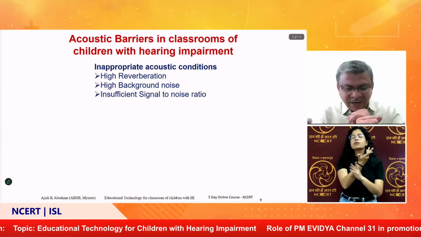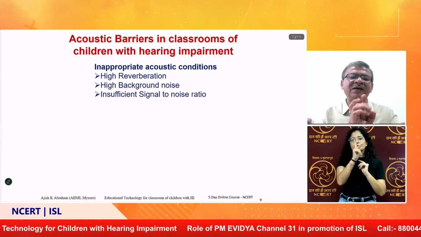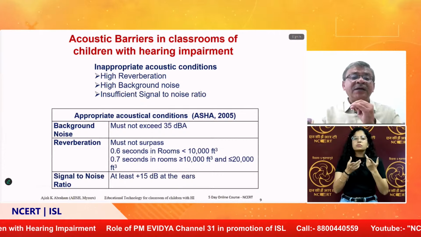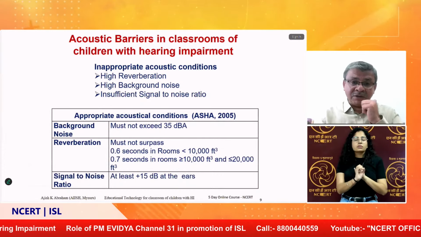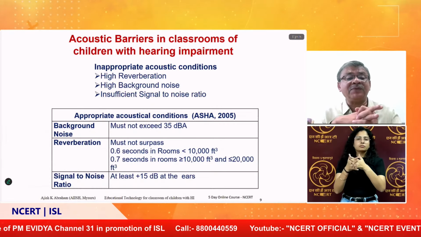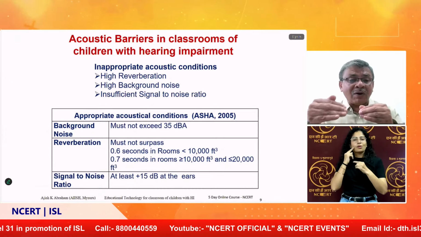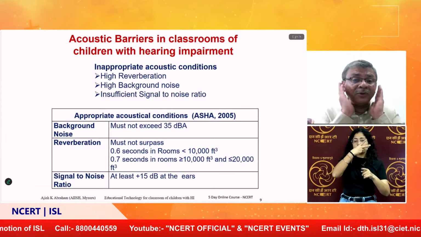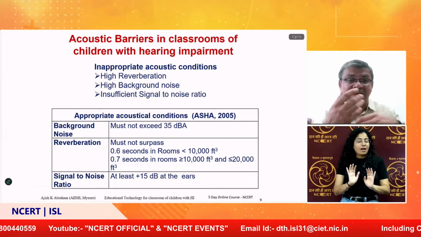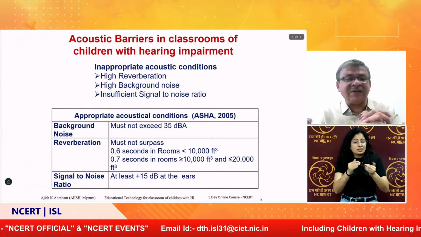The first is the high reverberation in the classroom. Second is the high background noise in the classroom. And third is the insufficient signal to noise ratio in the classroom. And there is a standard or a guideline introduced by the American Speech and Hearing Association, which says that there should be some limits to all these parameters. If the background noise is there in the classroom, it should not exceed 35 dBA. So in the classroom of children with hearing impairment, it should not exceed 35 dB.